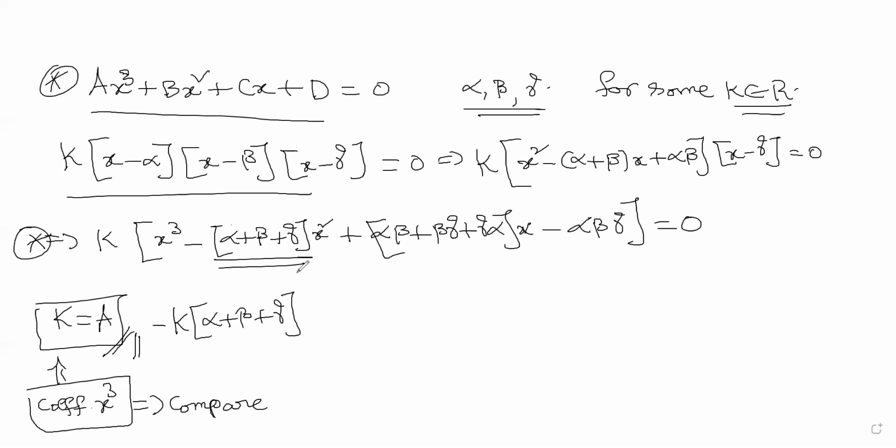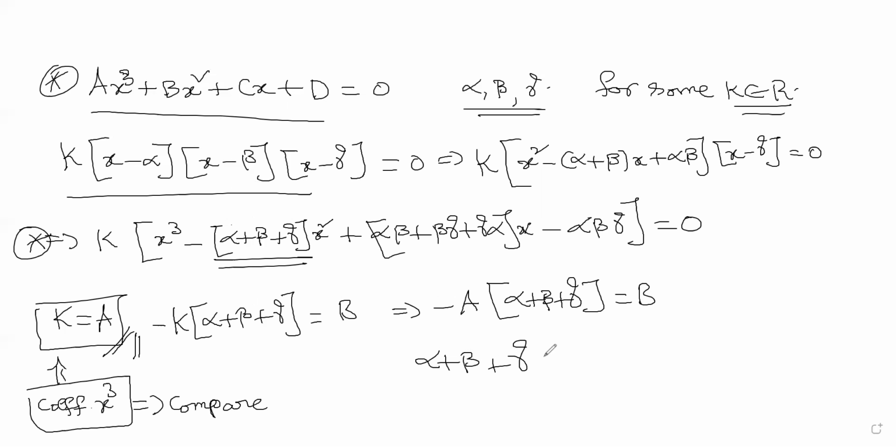The next part is to compare the coefficient of x square. Comparing the coefficient of x square, this is equal to b. Here we got k equal to a. So substitute a: minus a into alpha plus beta plus gamma would be b. So alpha plus beta plus gamma is generated as minus b by a. This is how you get alpha plus beta plus gamma as minus b by a.